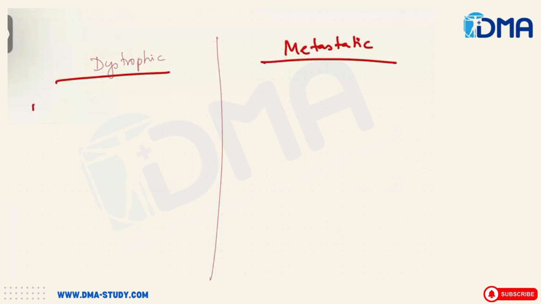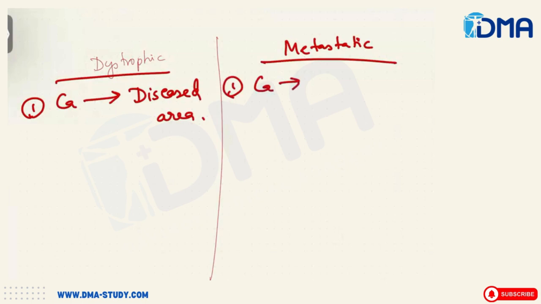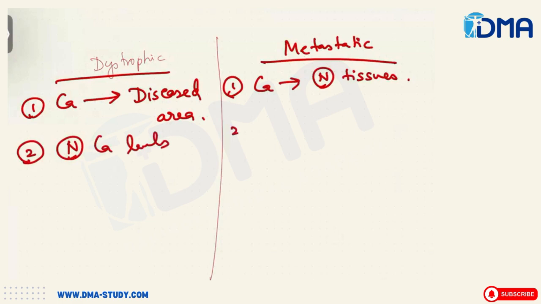Usually, first thing, in dystrophic, remember, disease. The calcium will get deposited in the diseased area of the body, not in the normal tissue. Here in metastatic, the calcium will get deposited in the normal tissues. Second, in dystrophic there will be normal calcium levels, whereas in metastatic there will be hypercalcemia, increased serum calcium levels in the body.